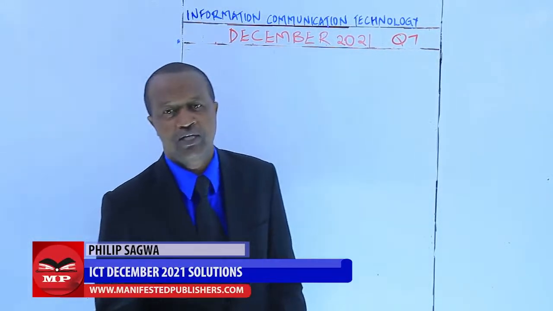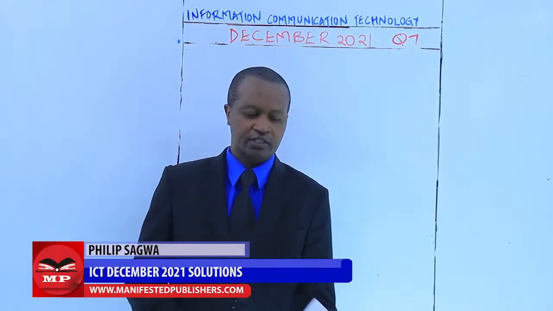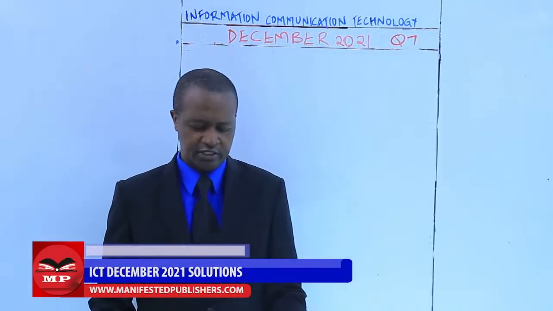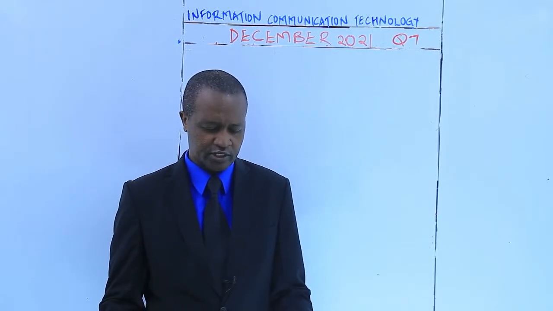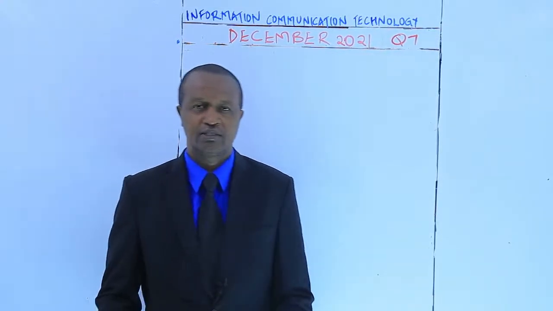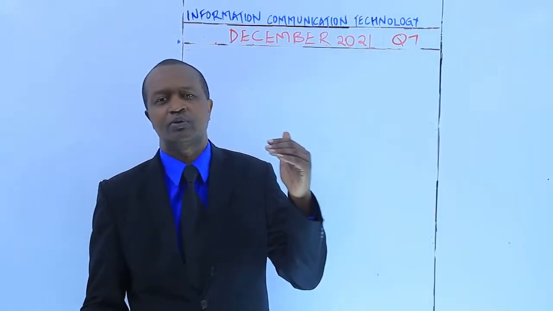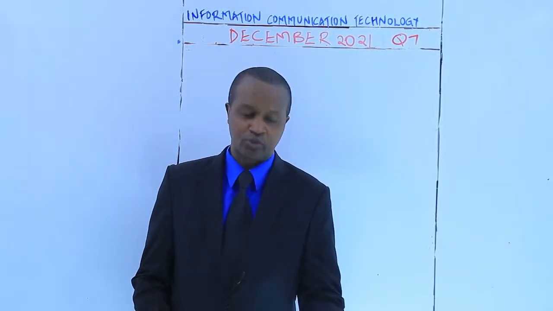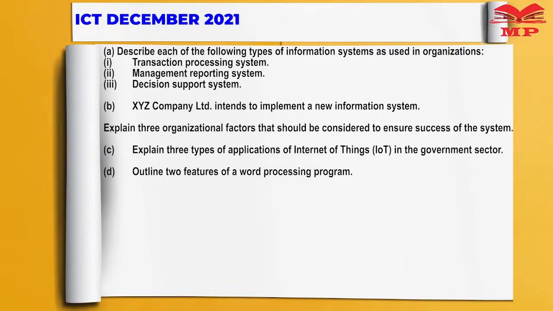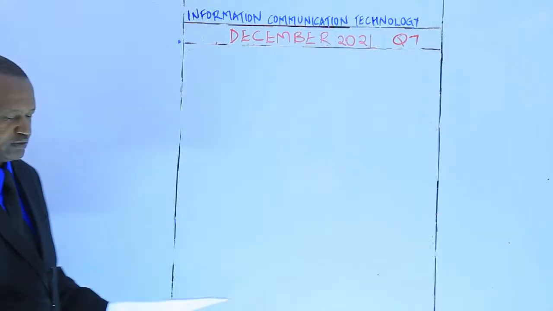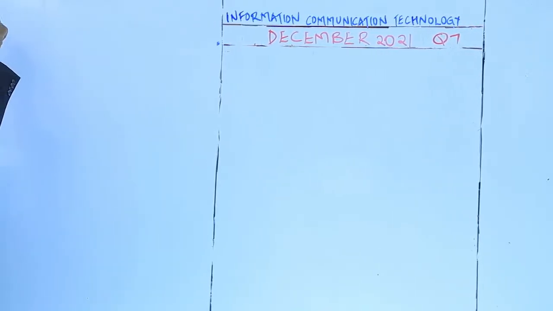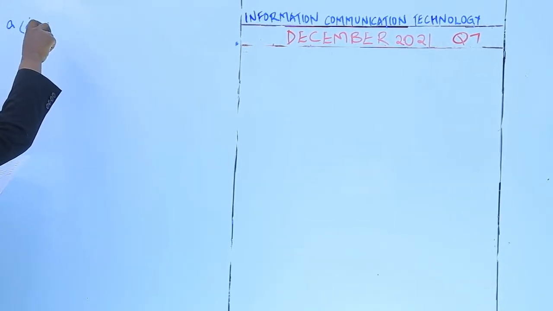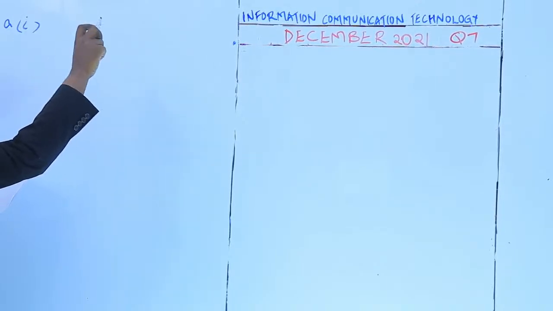Hello and welcome back to the revision of the ICT paper. Today we are going to answer the last question that was done in December 2021. We've been answering questions right from question number 1. Today we are going to answer the last one. Question 7a reads, describe each of the following types of information systems as used in organizations. Roman 1.